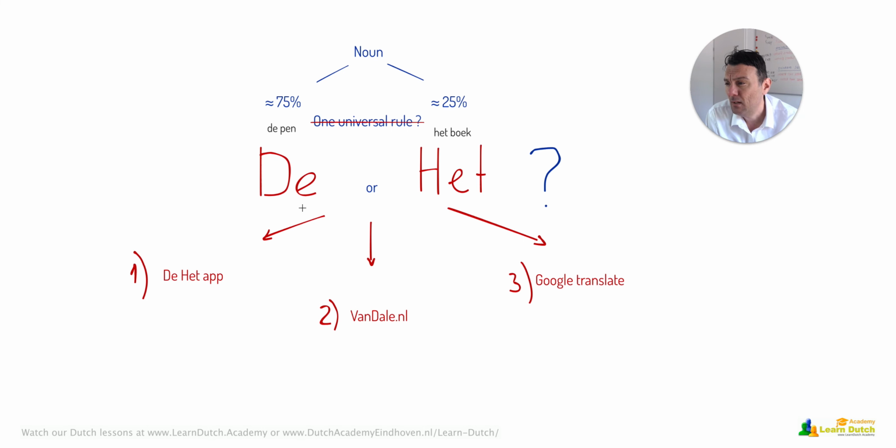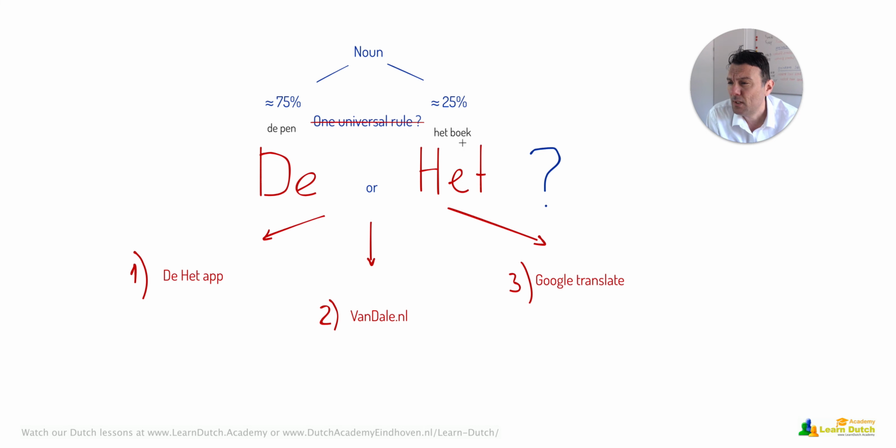The "de" words are nouns which are used with "de", like "de pen". "Het" words are nouns which are used with "het", like "het book". Please remember, they are married to their articles. "Het book" and "de pen". "De" is married to pen. "Het" is married to book. And I advise you to learn them together because they do belong to each other.